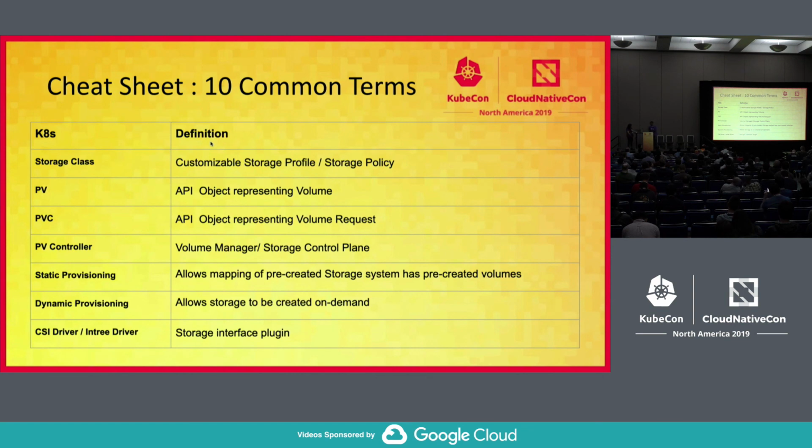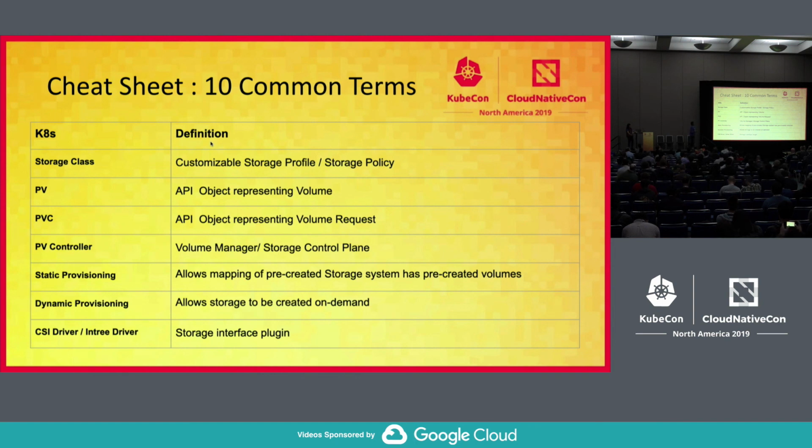So here's the cheat sheet. We talked about PVs and PVCs. We talked about static provisioning, dynamic provisioning. We talked about CSI drivers. Essentially, a lot of these concepts are very similar. They have different names, they have different titles, but at the end of the day, the level of controls are more dynamic, but they can be translated to something that you're already aware of.